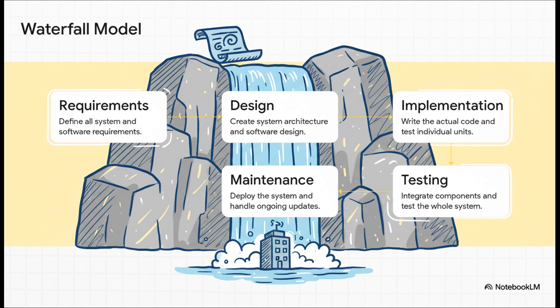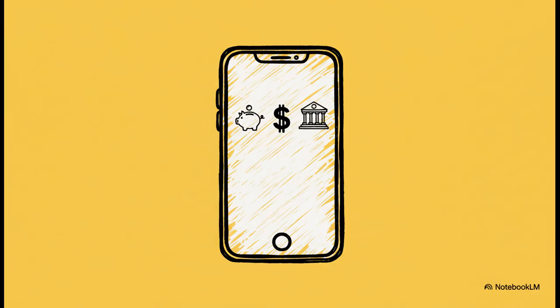You start by gathering all the requirements, and only when that phase is 100% complete and signed off do you move to design. After the design is locked in, you build it, and so on. Each step is its own little world, and the crucial part, you can't go back up the waterfall. To make this a bit more concrete, let's pretend we're building a brand new mobile banking app, and we're going to use the waterfall model to do it.